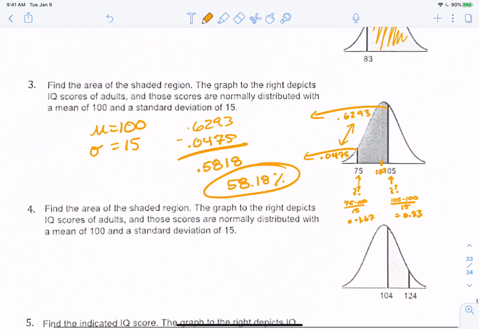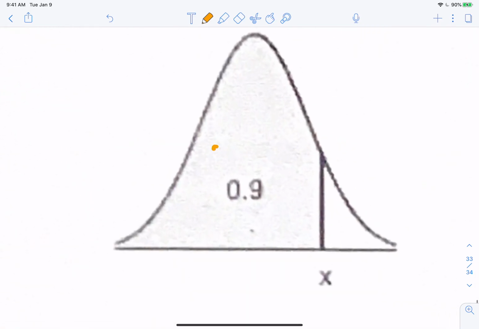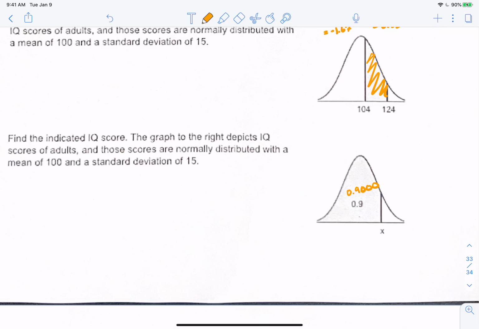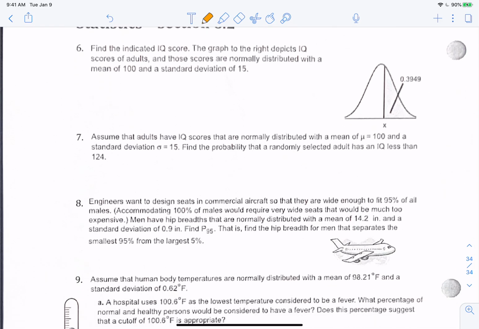Right. Okay, good. Some of these regions are a little bit lighter shaded. Number 5, you have to look at backwards. They give you 0.9, which is 0.9000 if you look it up to 4 decimal places. So that one's backwards in the table, like what we were doing in the notes. I will give you the rest of the time to work.